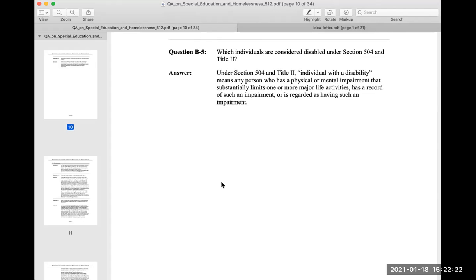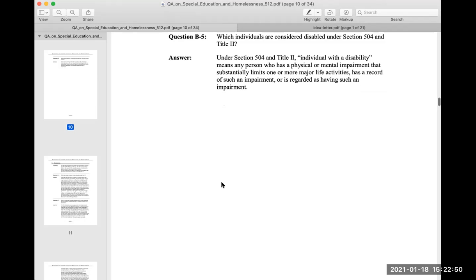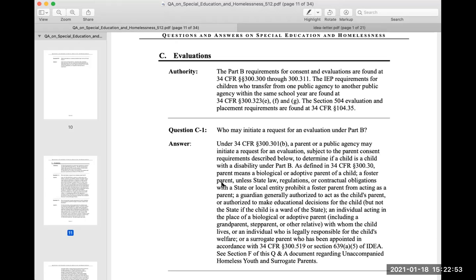Question B4, answer, page 9. Questions and answers on special education and homelessness. Question B5, answer, which individuals are considered disabled under Section 504 and Title II? Under Section 504 and Title II, individual with a disability means any person who has a physical or mental impairment that substantially limits one or more major life activities, has a record of such an impairment, or is regarded as having such an impairment. Page 10. Questions and answers on special education and homelessness. See Evaluations Authority. Question C1, answer.